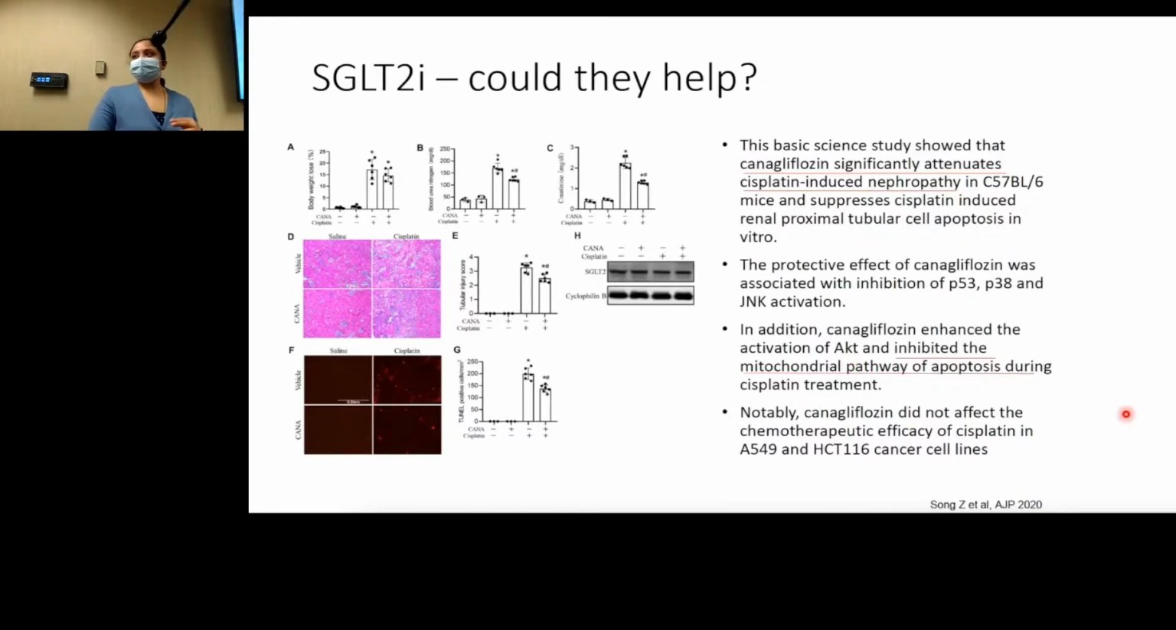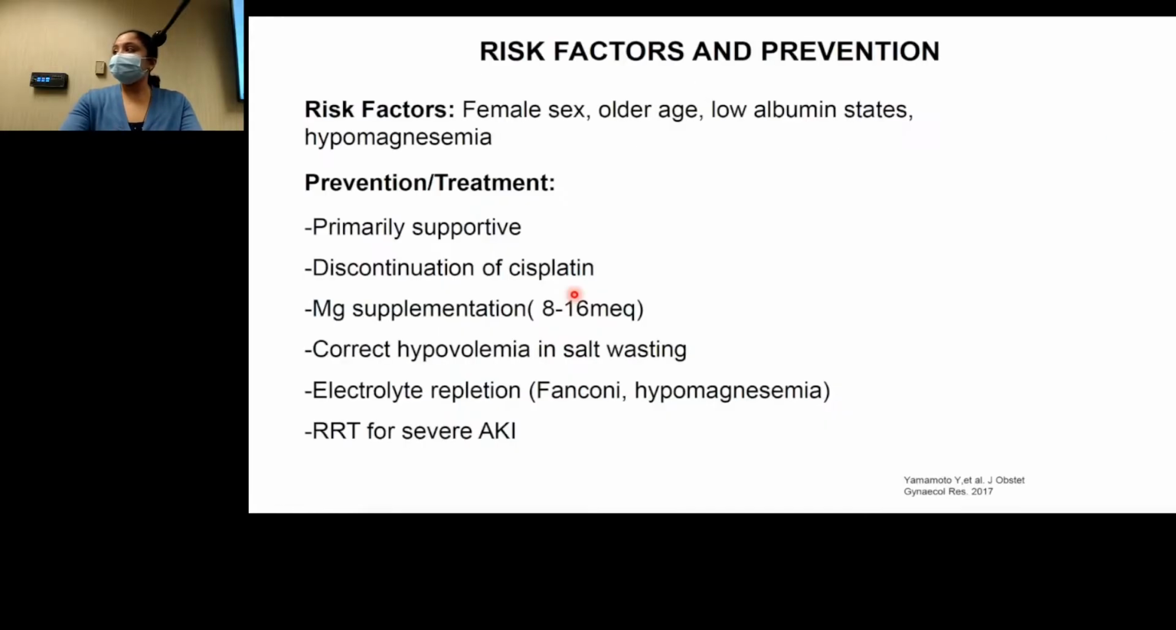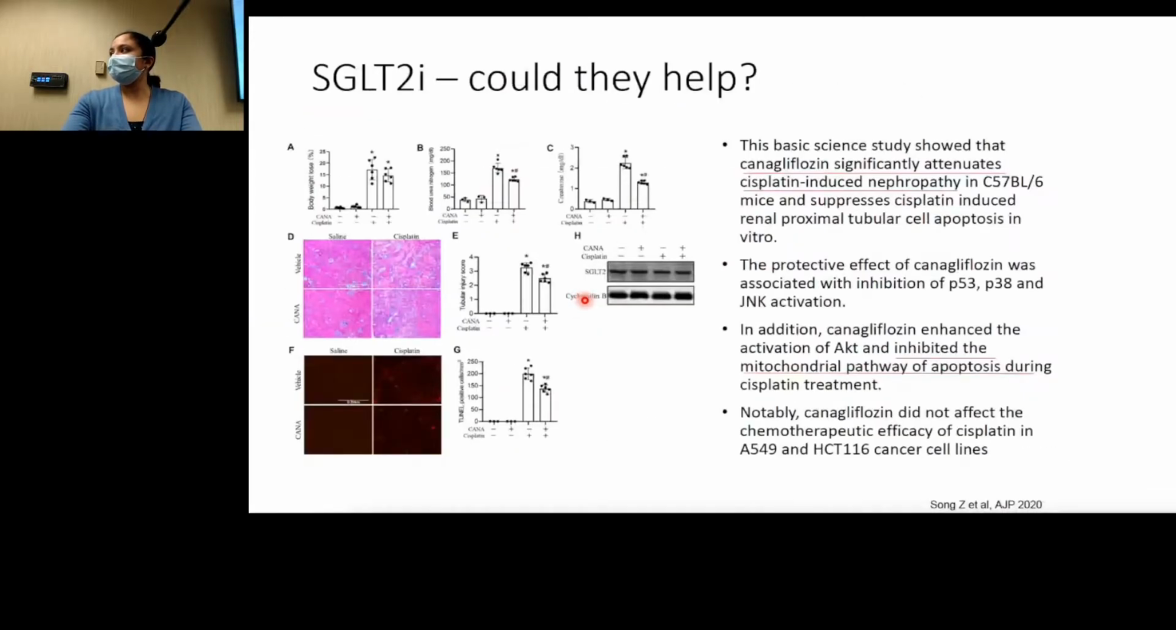Now, this is something which is being looked into more in the basic science world, not yet in clinical practice: SGLT2 inhibitors can also be given for reducing the risk of cisplatin nephropathy. This study was done in mice. They used canagliflozin, which significantly reduced the risk of cisplatin nephrotoxicity. The mechanism was that it inhibited that P53 pathway, which I was showing you here, and therefore did not cause the proximal tubular cell apoptosis. So again, something to look into for future clinical practice.